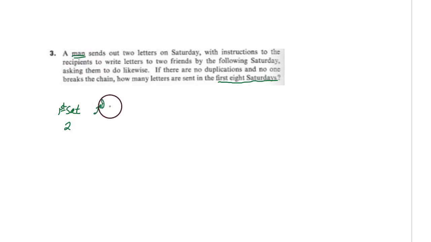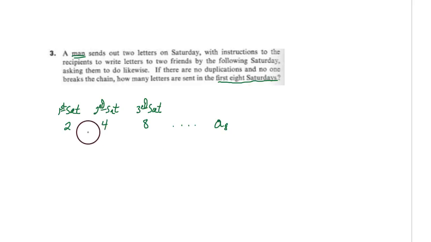Now on the second Saturday, how many letters are sent? Each of those 2 people that receive the letters will send to 2 more people, so 4 letters will be sent on that day. On the third Saturday, how many letters are sent? Each of those 4 people that receive letters will send to 2 people, creating 8 letters, and so on. The directions say how many are sent in the first 8 Saturdays, so that's going to take us out to the 8th term in the sequence.